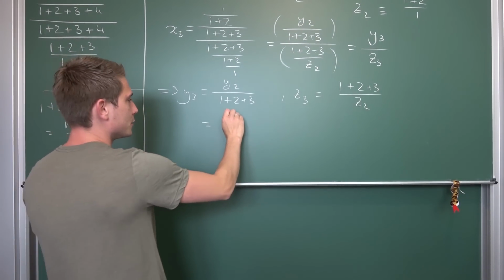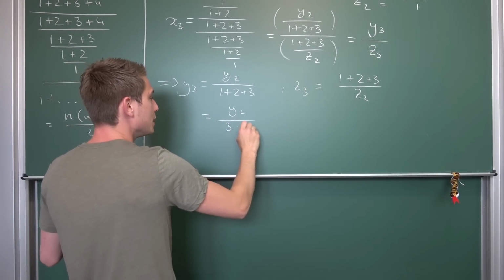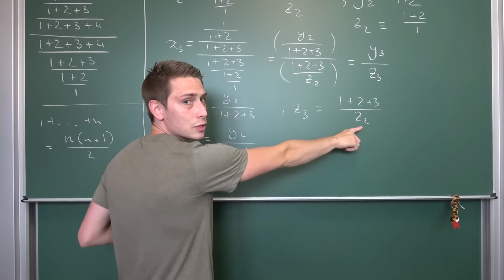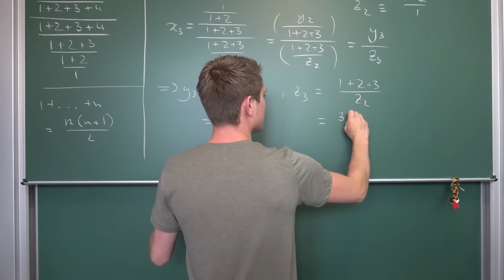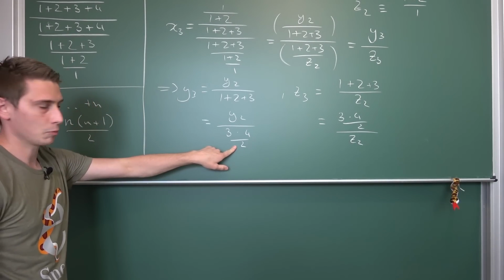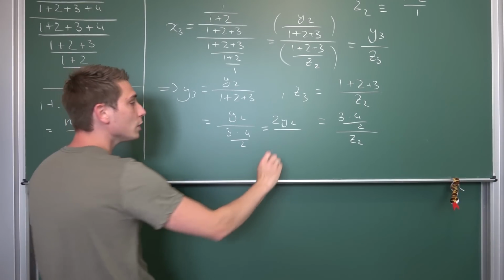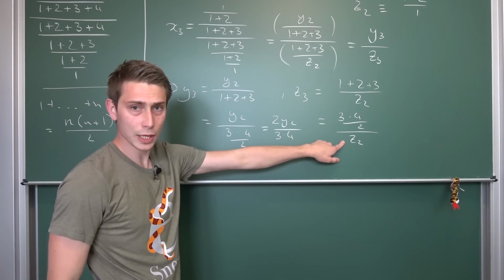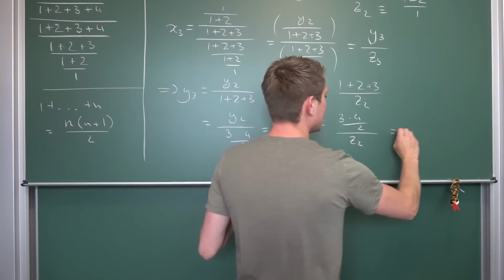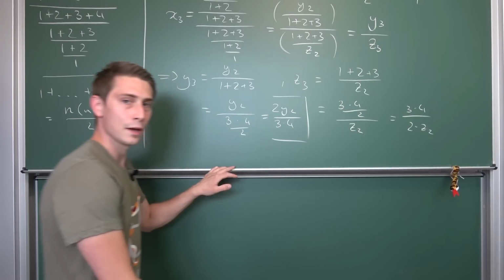Meaning this is going to evaluate to y2 over, and then 3 times 3 plus 1 is going to give us 3 times 4 in our case over 2. And what we are going to have here is 3 times 4 over 2 and the whole thing over z2. Now, that's a complex fraction. We are going to take the reciprocal here, leaving us with 2 times y2 over 3 times 4. And here we are going to have exactly 3 times 4 over 2 times z2.